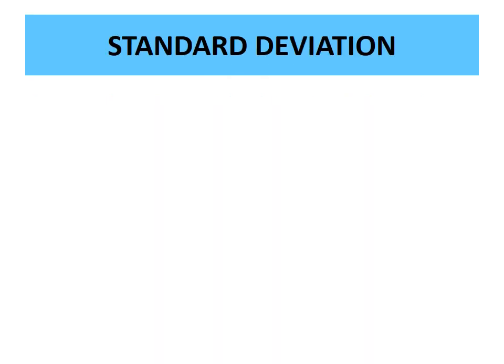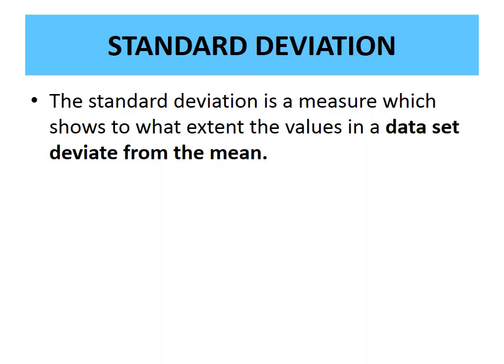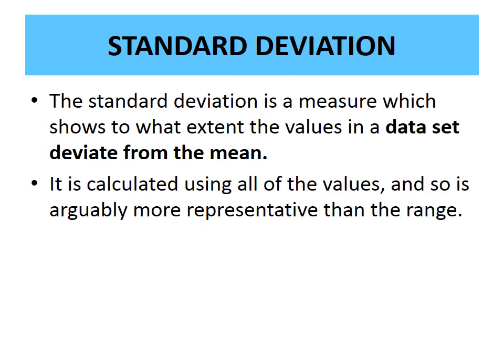Okay, so standard deviation. The standard deviation is another measure of dispersion, but this shows us to what extent the values in the data set deviate from the mean. So it tells us how spread out our data is from the mean. It is calculated by using every single one of the values in the data set, so it's argued to be more representative than the range.